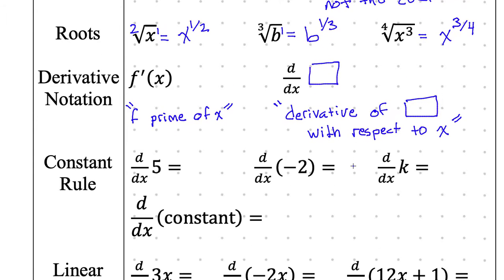There it is. All right, so who wants to volunteer to read the problem right here? Derivative of 5 with respect to x. There it is. Okay, someone else. Read this one. Derivative of negative 2 with respect to x. Good. And then, Claire? Derivative of k with respect to x.